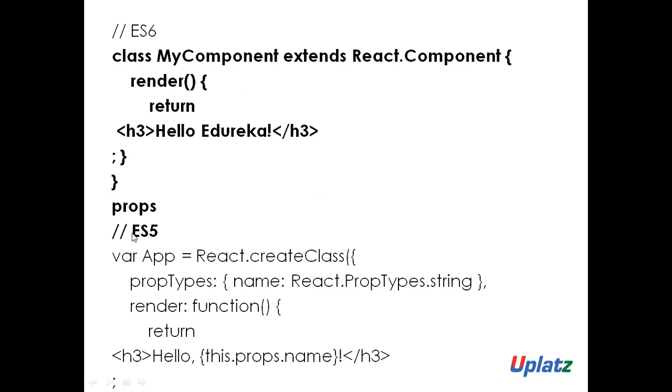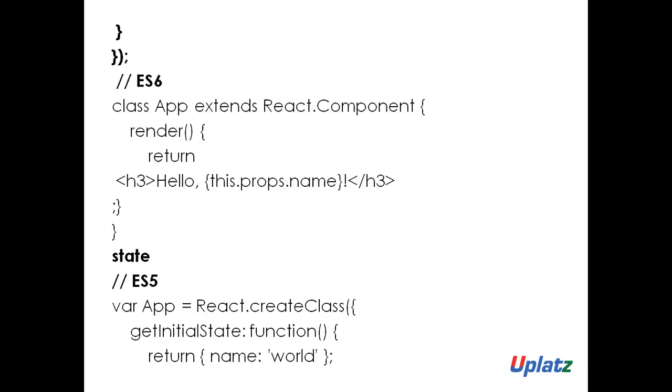In props, we have a difference as propTypes, and I'm just rendering a function inside that and returning the props. This is in ES5. But whereas in ES6, I have a class, and props will come from the child. So that is the difference.